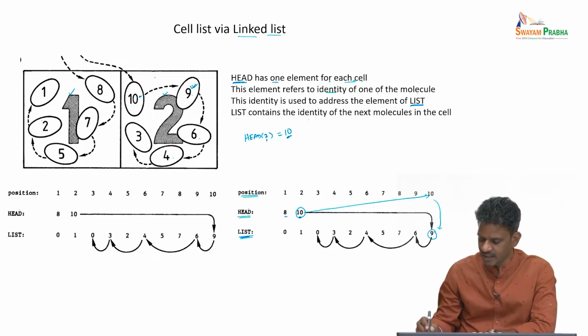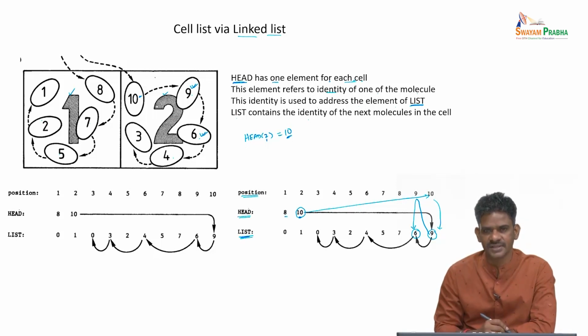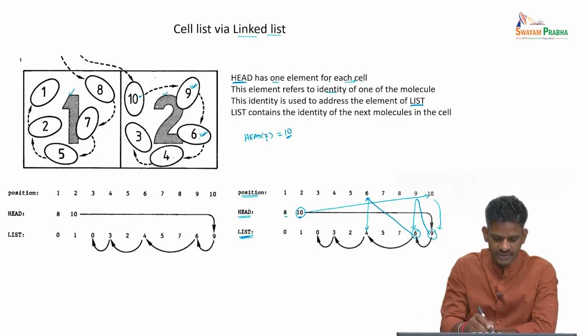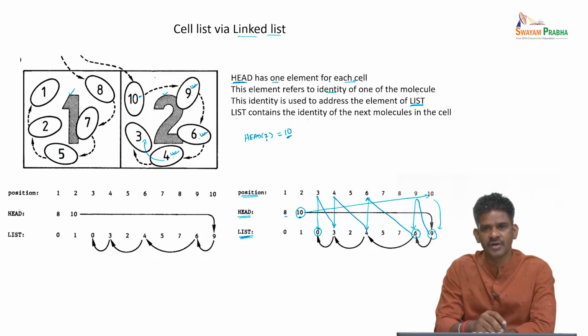Then we take this 9, go to the 9th position of the list, and it refers to another atom, 6. So 6 is the next neighbor in the cell, and then we go to the 6th position of the list, and that tells you 4. That is the next molecule, and then we go to the 4th position of the list, and that points to molecule 3. If you go to the 3rd position of the list, it shows 0. That is where you have to stop, because you have reached the end of the chain, and all the molecules in this particular cell 2 are now identified.